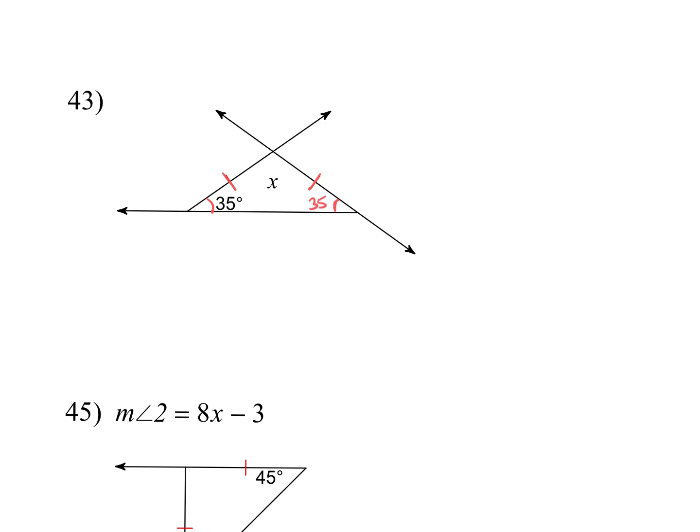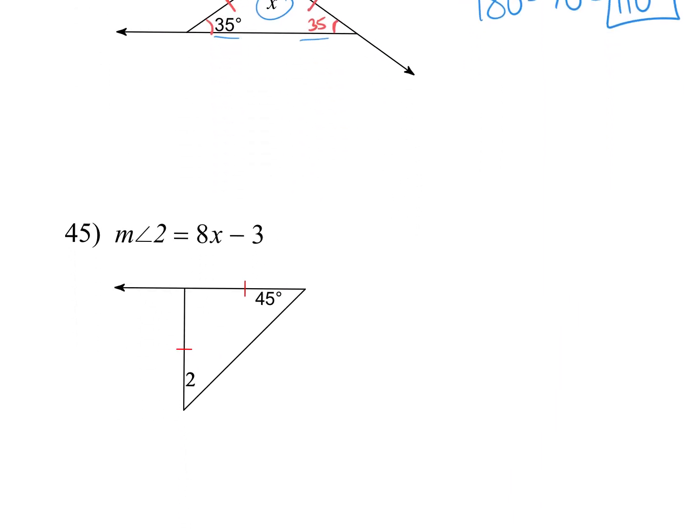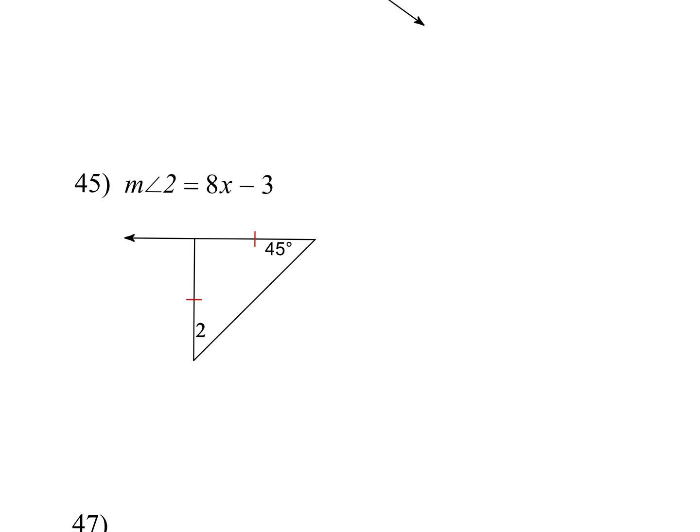So now that I know two angles, how can I find the third one? Yep, 35 plus 35 equals 70. And then take 180 minus 70 to get 110. Good. 45, I know they're labeled weird. On the test, they will not be labeled weird.